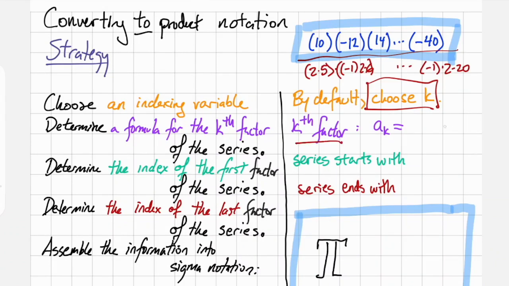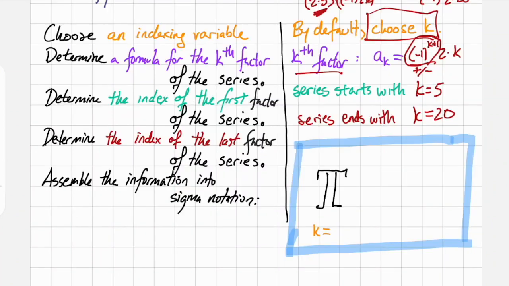A kth factor looks like a plus or minus times 2 times k, and the plus or minus has to correspond to negative 1 to the k plus 1, so that when k is equal to 5, we get positive 1 instead of negative 1. The series starts with k equal to 5. The series ends with k equal to 20. And so the product notation is the product from k equals 5 to k equals 20 of negative 1 to the k plus 1 times 2k.